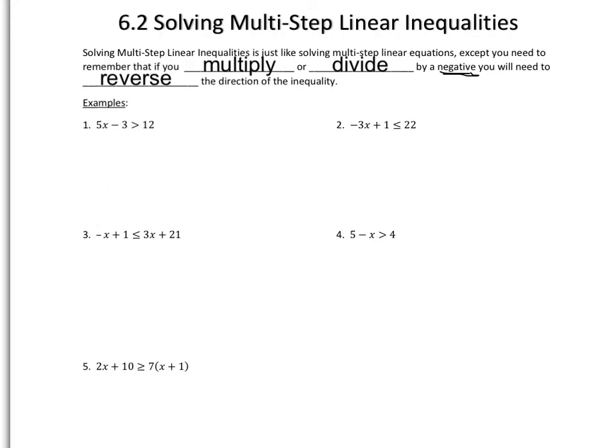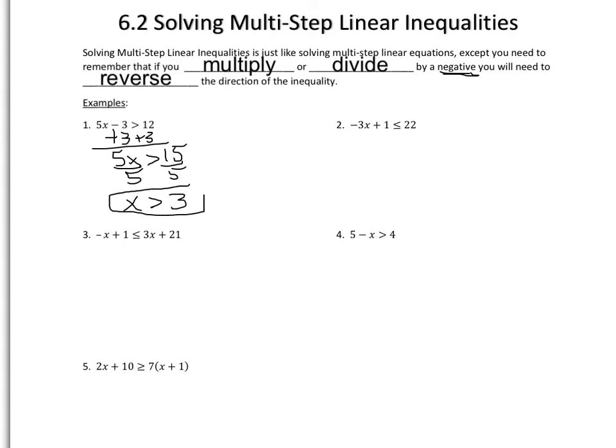But everything else remains the same. So you will want to do your adding and subtracting first, and then your multiplying and dividing, because you're doing reverse order of operations. So in example number 1, we have 5x minus 3 is greater than 12. You're going to start by adding 3 to both sides. We get 5x is greater than 15. Divide by 5. And we get x is greater than 3.